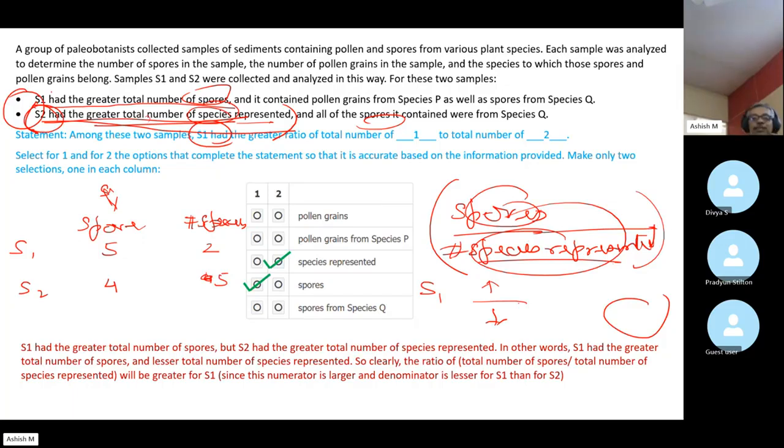It's like an apples to apples comparison, Pradyan. Species can only be compared with species, pollen with pollen. Species to spores, that's what is being discussed here. Okay. Yes. So, Pradyan, I would disagree with your interpretation.